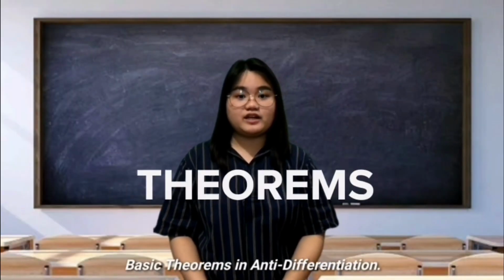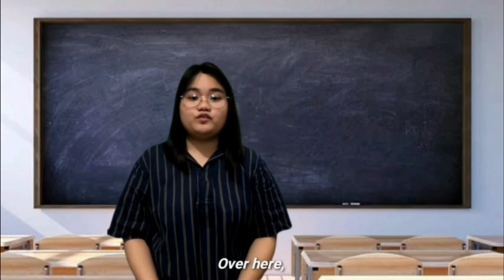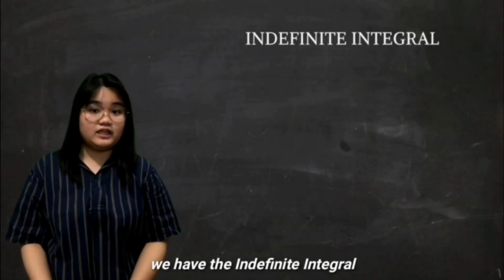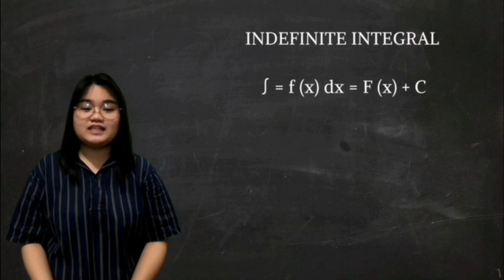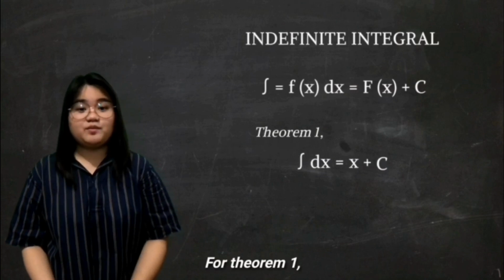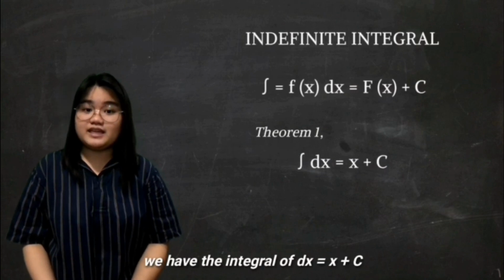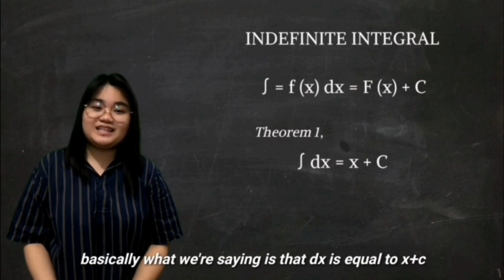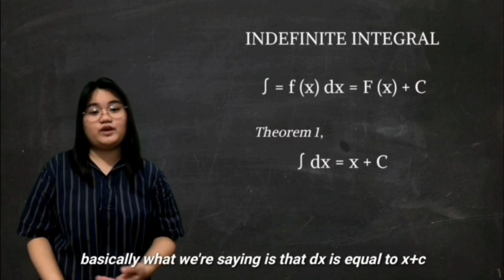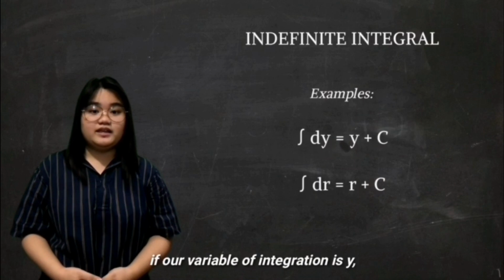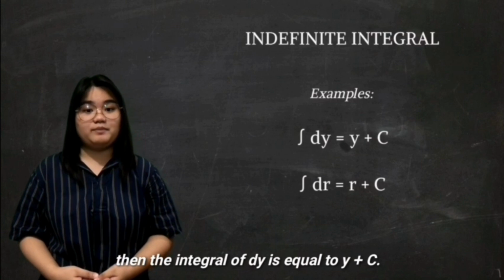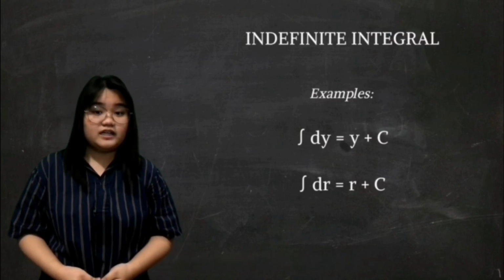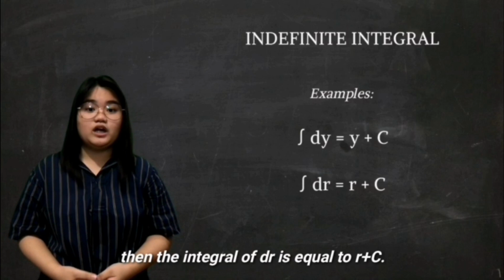For this portion, we will be tackling the basic theorems in antidifferentiation. Over here, we have the indefinite integral, or the notation that we use to denote the antiderivatives of a function. Let's begin with the theorems. For theorem 1, we have the integral of dx equals x plus c. For example, if our variable of integration is y, then the integral of dy is equal to y plus c. And if it is r, then the integral of dr is equal to r plus c.